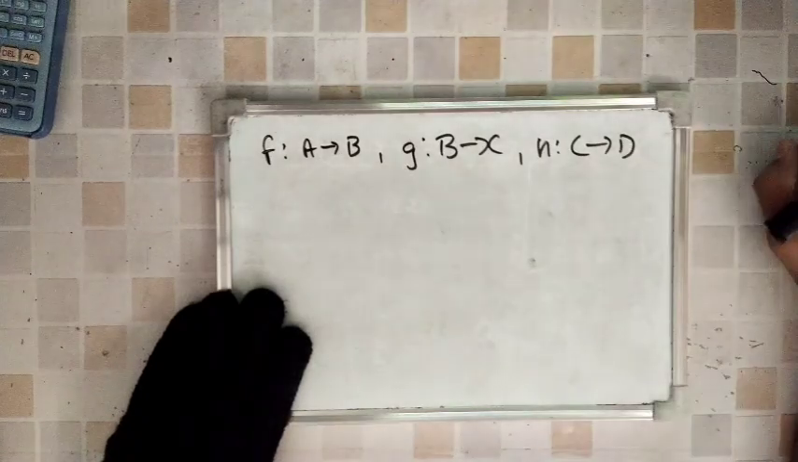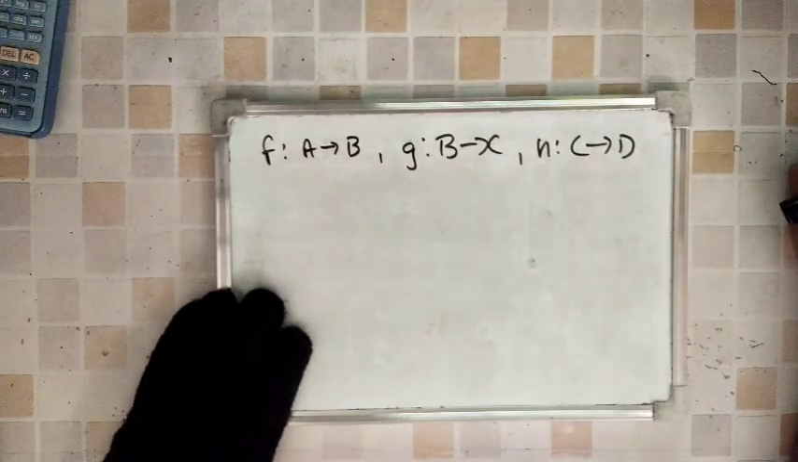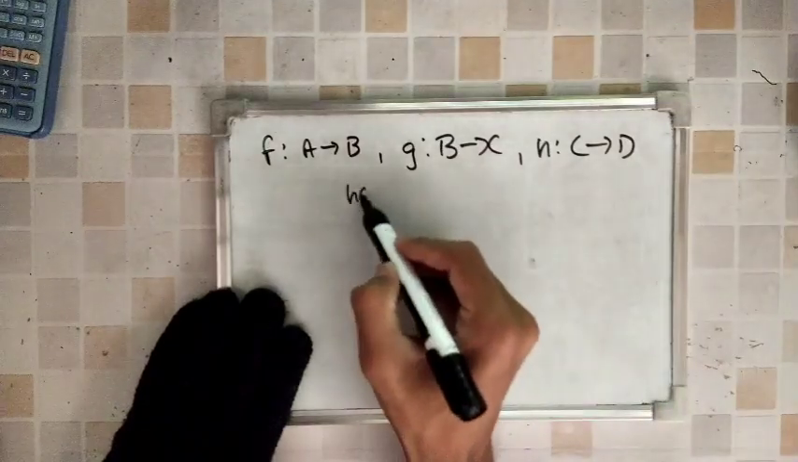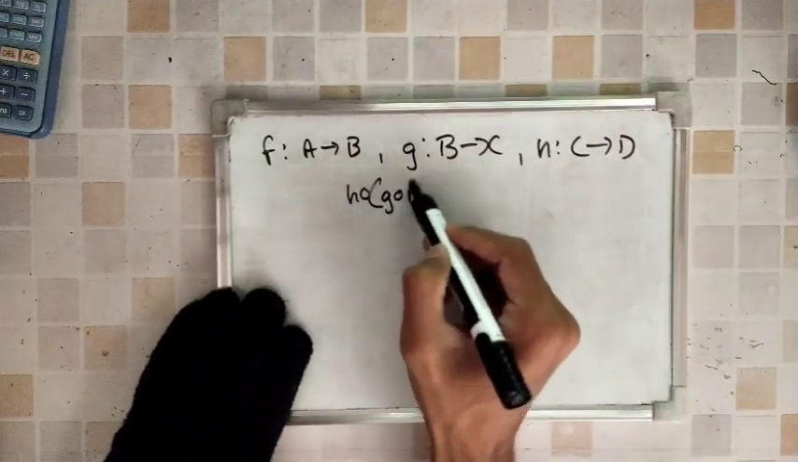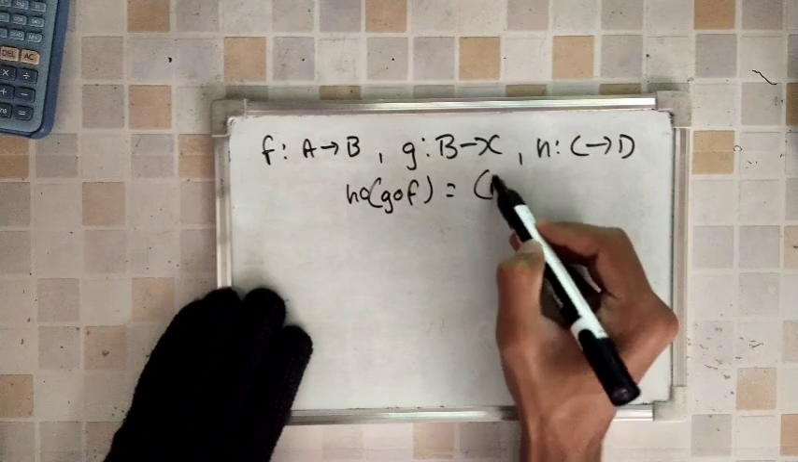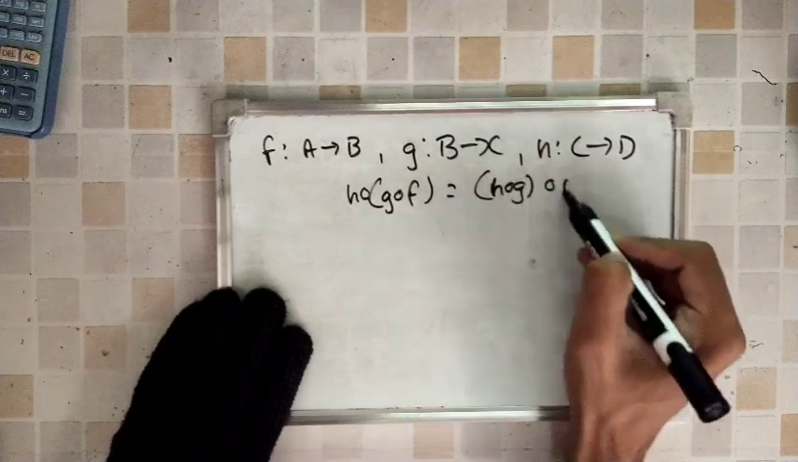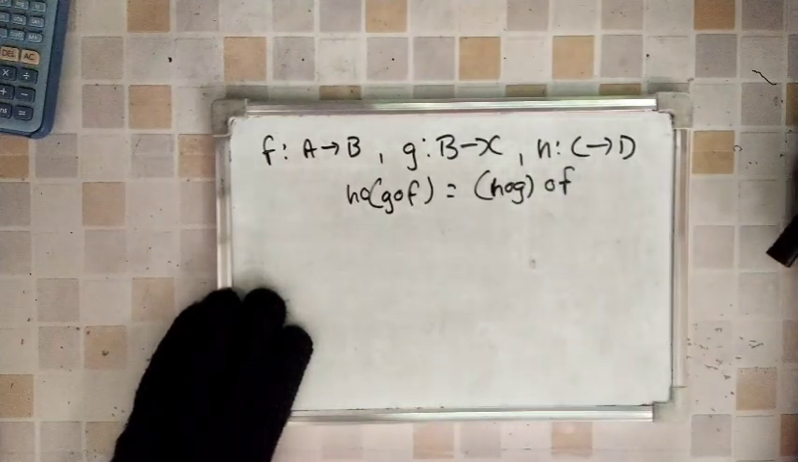Okay, now what is said? Okay, what is the question? They have said functions, then I have to prove that h composition g composition f is equal to h composition g whole composition f. Okay, so now here what do I have to do?